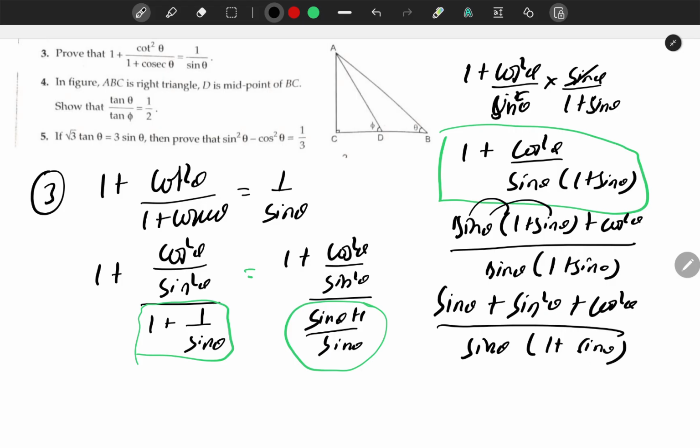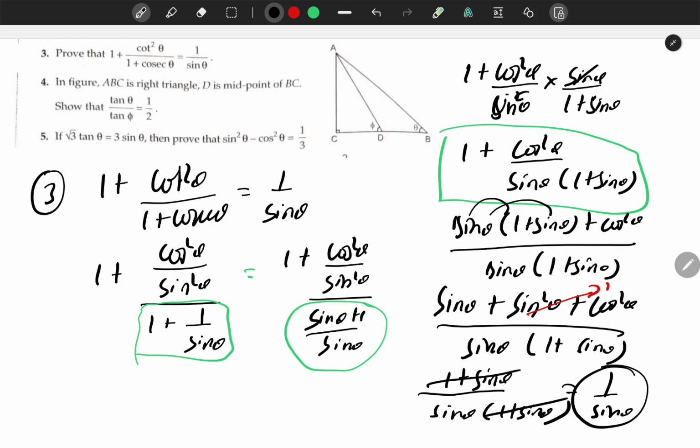Sin square plus cos square is 1, so these two result in 1. Hence the numerator will be 1 plus sin theta by sin theta into 1 plus sin theta. So 1 plus sin theta also gets cancelled. 1 by sin theta, that is the RHS. Okay.